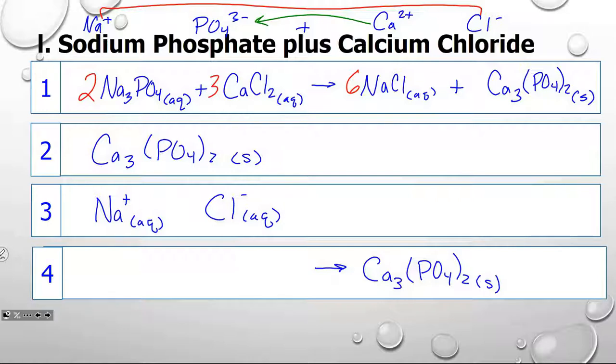Okay, so I need 3 calcium ions, 2 plus AQ on this side, plus 2 phosphate ions, 3 minus AQ on this side. Now, again, if I wanted the total ionic equation, all I have to do is add 6 sodium ions to both sides and 6 chlorine ions to both sides, and I would have my total ionic. Okay? So I do a sort of little shortcut backwards than what they usually do. They usually have you split it. I just think it's easier, but you can do it either way.